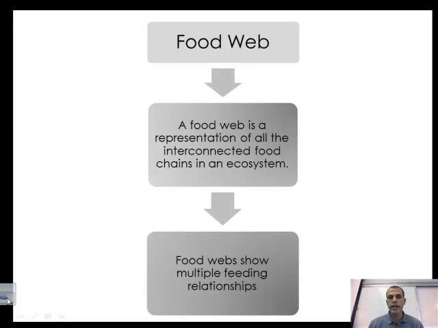Okay. Now looking at another characteristic, it's called food webs. What we're doing with the food web is basically a representation of all the interconnected food chains within this ecosystem. So we've taken one food chain, and now we have multiple food chains within this ecosystem, and there's a connection between all of them. These food webs show multiple feeding relationships. Organisms could be part of one food chain, part of different food webs, so they could have multiple arrows pointing to them.